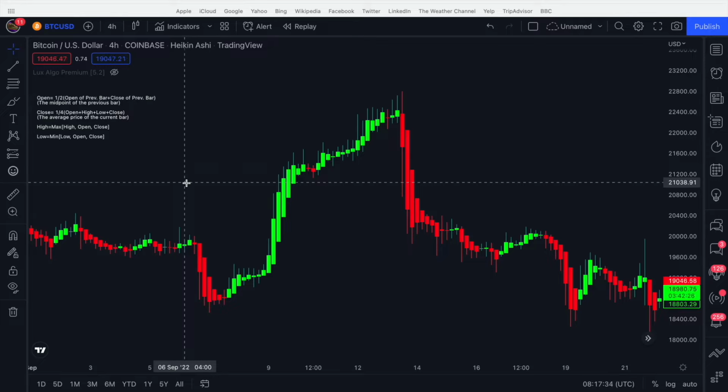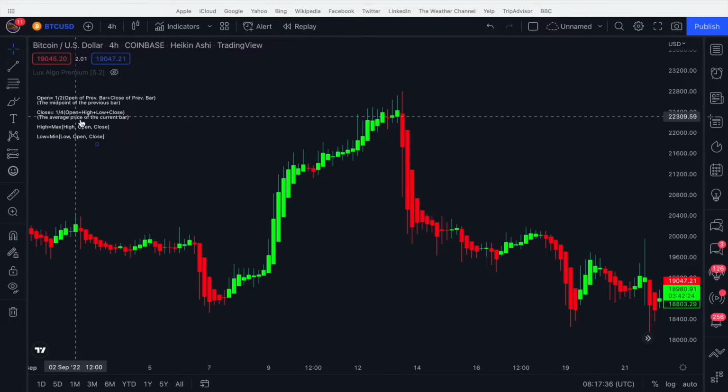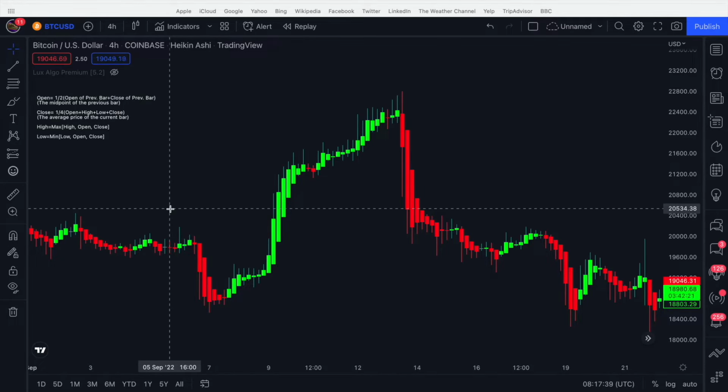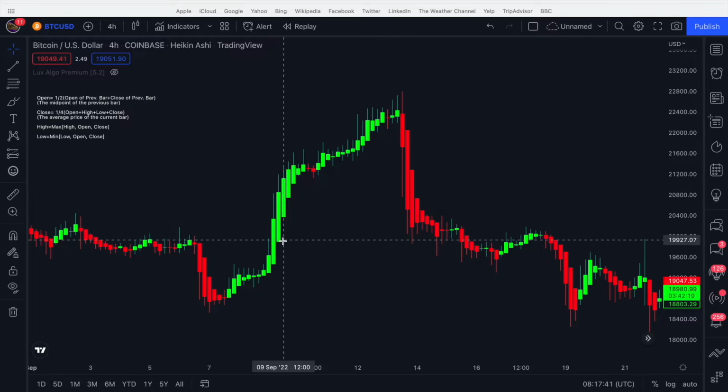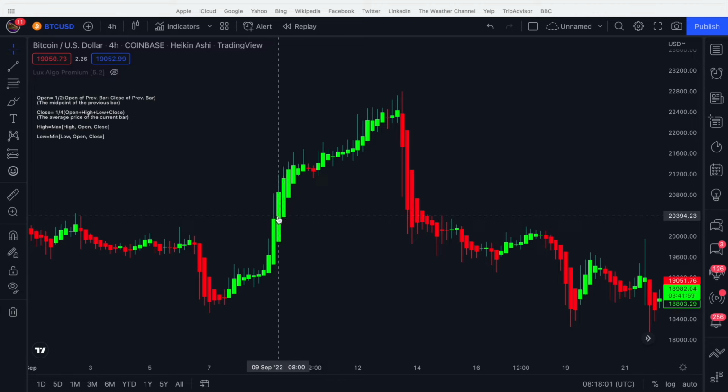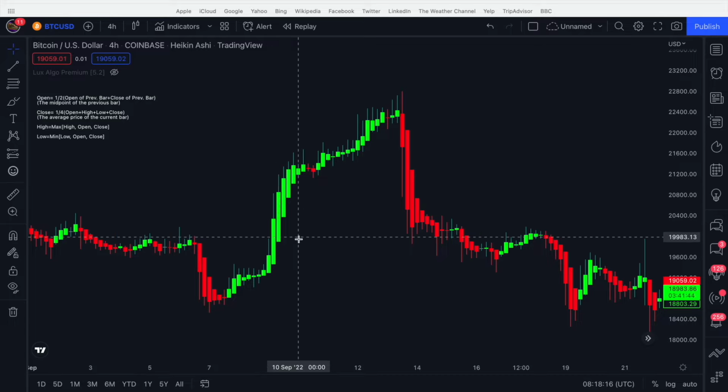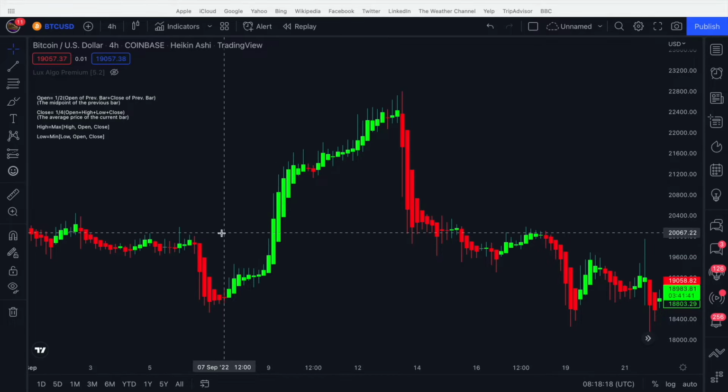I'm going to briefly cover what a Heikin Ashi candle is. You can see here I've pasted the information of how a Heikin Ashi candle is calculated. The open of the candle is always the midpoint of the previous candle. This candle opens here, which is the midpoint of this candle, and so on. The close of the candle is the average price of that current bar: you take the high, the low, the open, and the close, and divide by 4. The high of the candle is just the normal high, and the low is the normal low from the given data. So it's very easy to calculate.